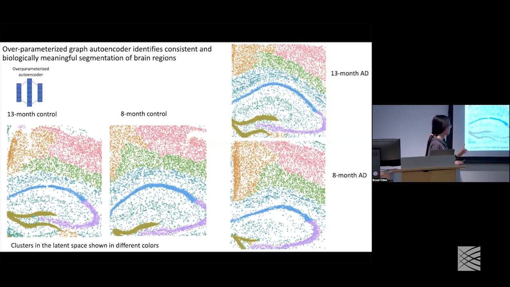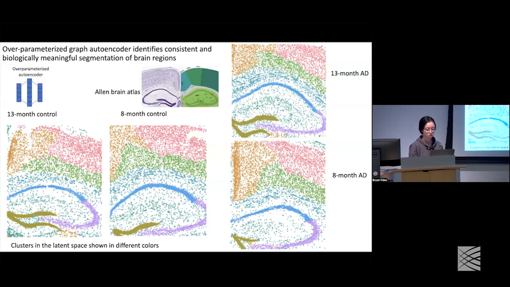So if we see the purple region, which is the CA2, CA3 region in the mouse hippocampus, then the purple region is always the same across all the different batches, despite the batch effects that are coming from both gene expression and tissue morphology. And if we look at the reference slide as well, the clusters are not only consistent across different mice, they're also consistent with the reference slide.